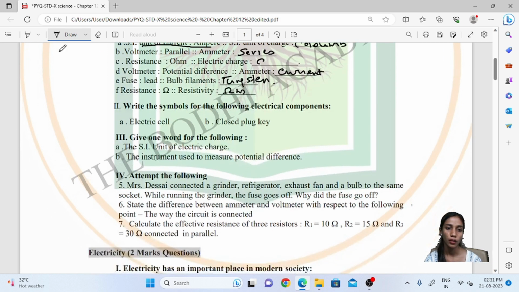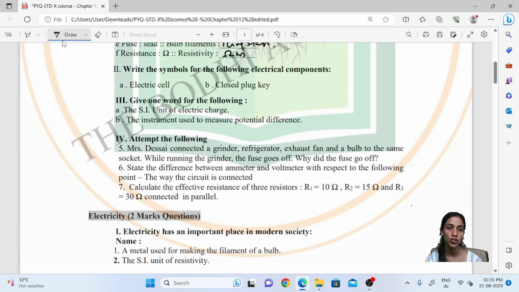So in this way we have to solve these correlations. Okay, now our next question is to write the symbols for the following electrical components. Now what is the symbol for electric cell? Okay, the symbol for electric cell is the positive and the negative. Only this much, the positive and the negative. Okay, second is closed plug key, means we have to show the closed plug key. These are the components used to make the electrical circuit.